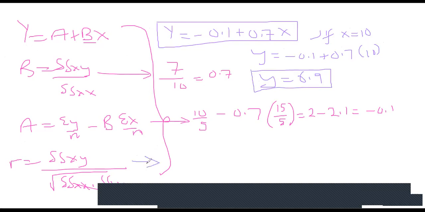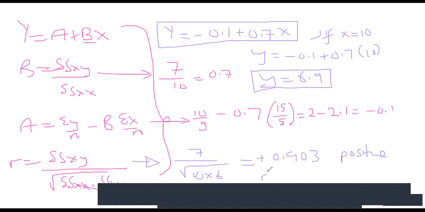Similarly, r stands for the coefficient of correlation. So our xy was 7, our xx was what? 10, and our yy was 6. When you compute this, you get a positive 0.903. So by virtue of it being positive, we know that there's a positive relationship between x and y. It's upsloping.